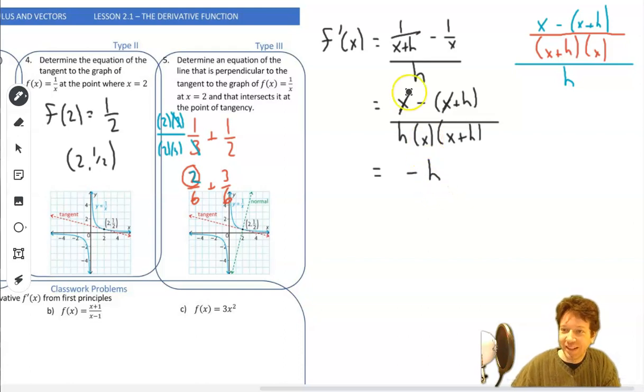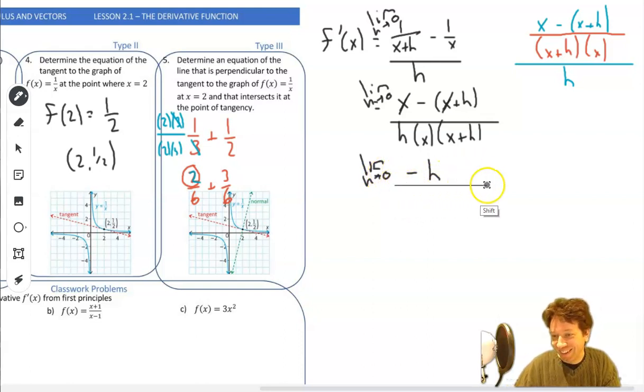And, oh my goodness, never do what I just did. I forgot to write the limits. As h approaches 0, the limit, as h approaches 0. Okay. Oh, that was terrible of me. All right, divided by h times x plus h.